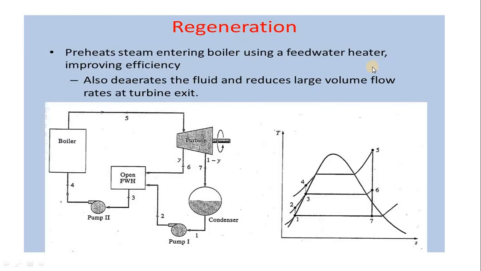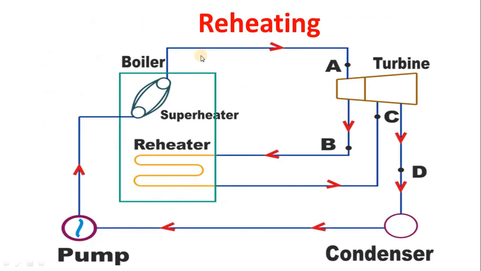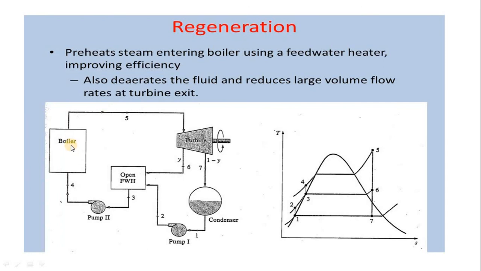Now in the case of regeneration, similarly, you first get an idea of the conventional cycle. The steam leaves the boiler and enters the turbine. After expansion in the turbine, it enters the condenser, and from the condenser the water enters the boiler through the pump. But in the case of regeneration, the main motto is to heat the feed water before it enters the boiler. This can be done with the help of regeneration.